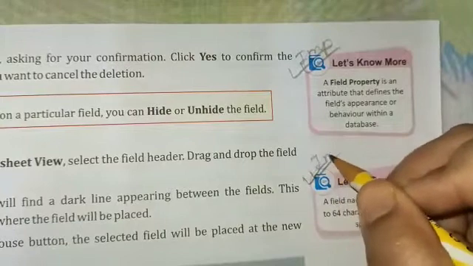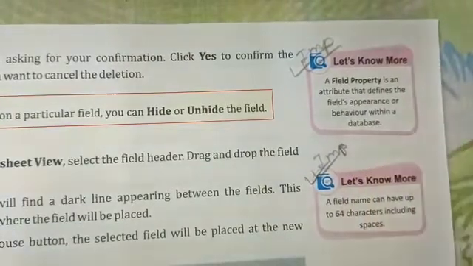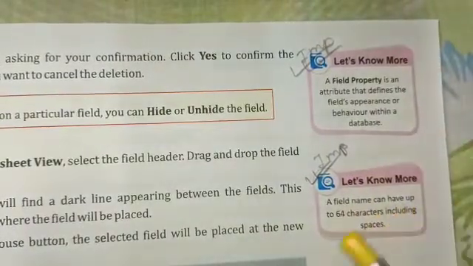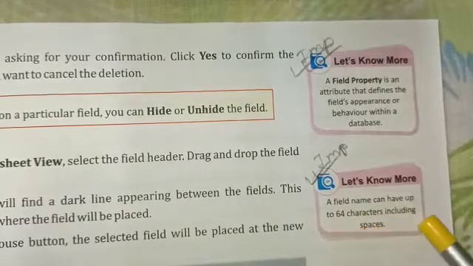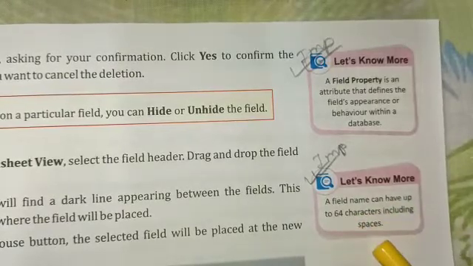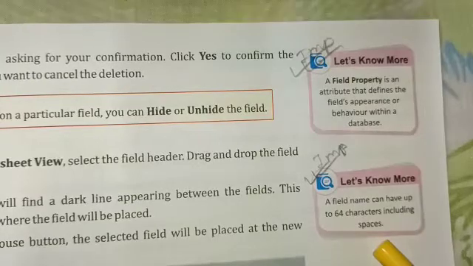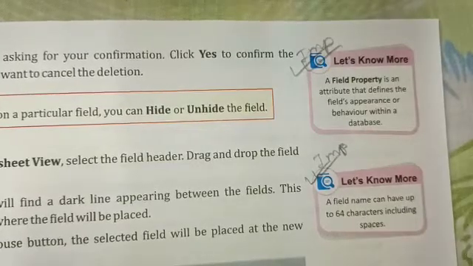This is also important. A field name can have up to 64 characters including spaces.